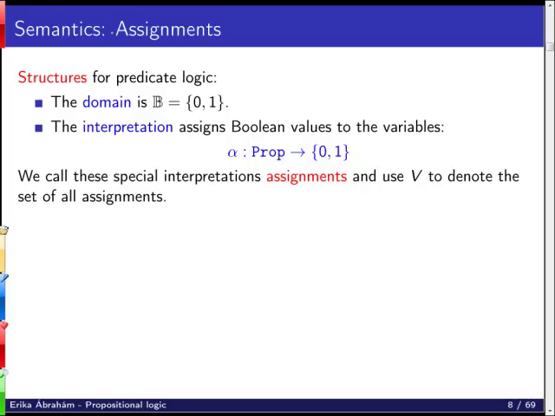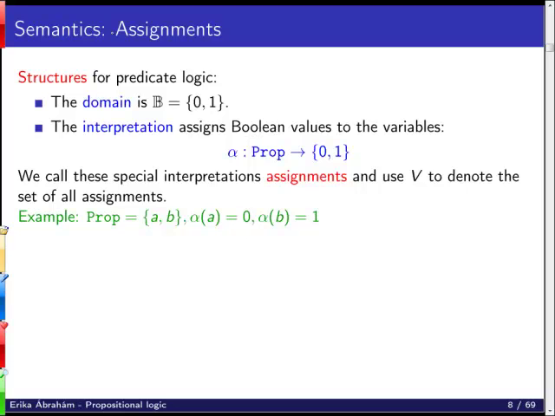And since these interpretations are of special form, we call them assignments and use V to denote the set of all assignments. So, what are these assignments? For example, if you have a propositional set {A, B}, then such an assignment assigns values to A and B. In the following, let's assume the value of A is 0 and the value of B is 1.